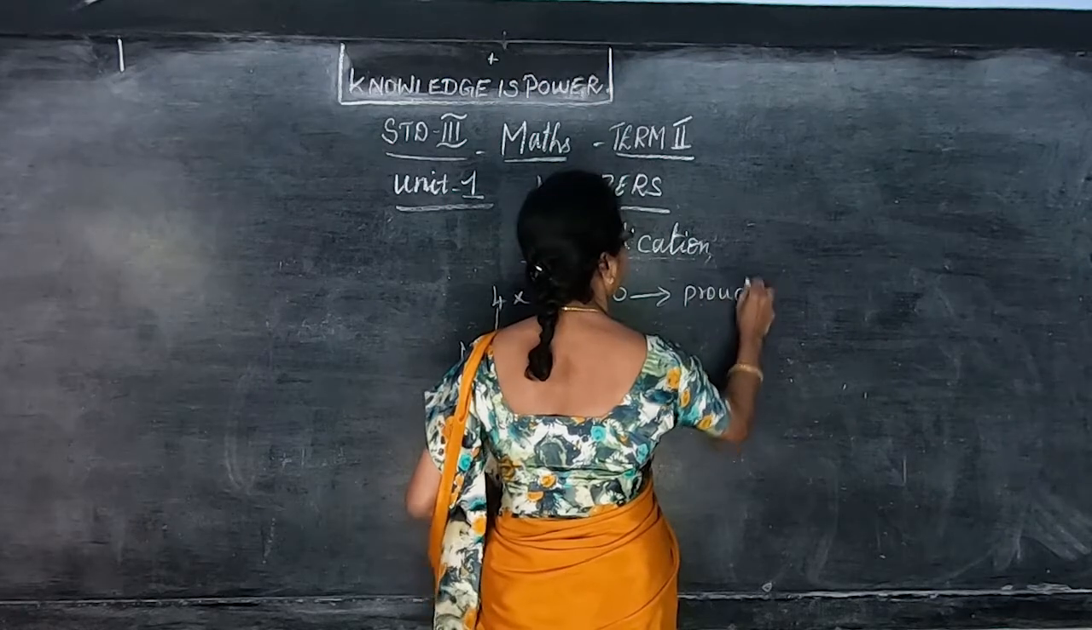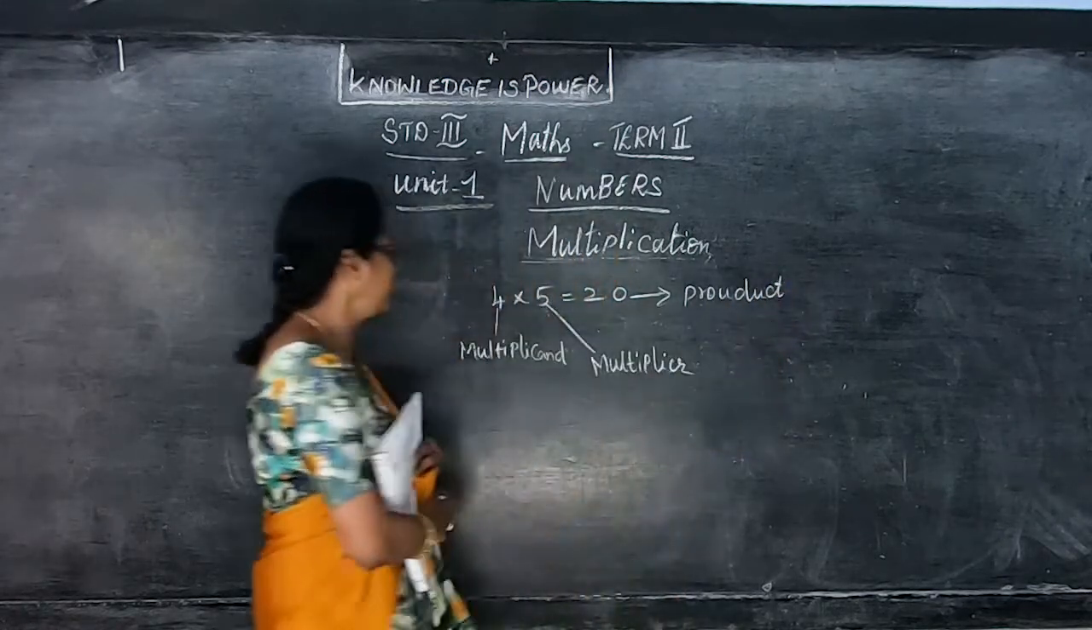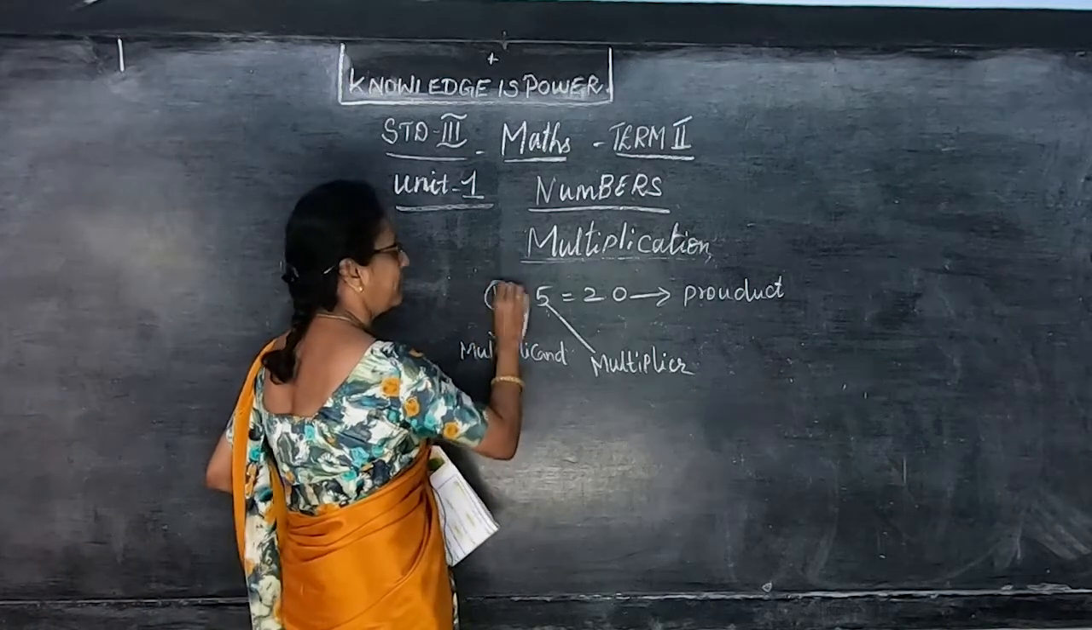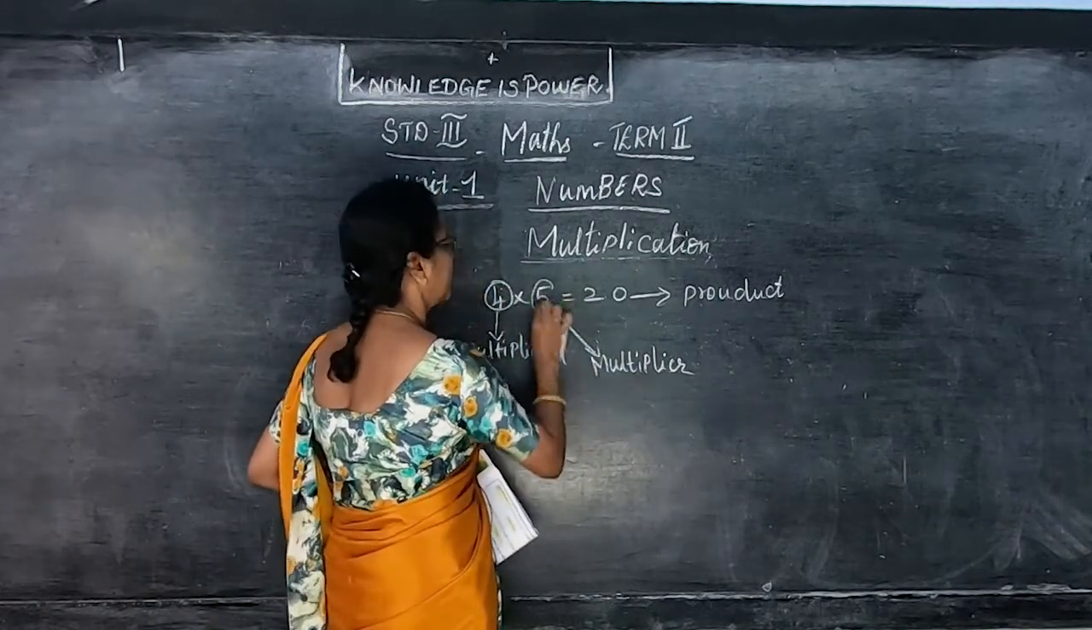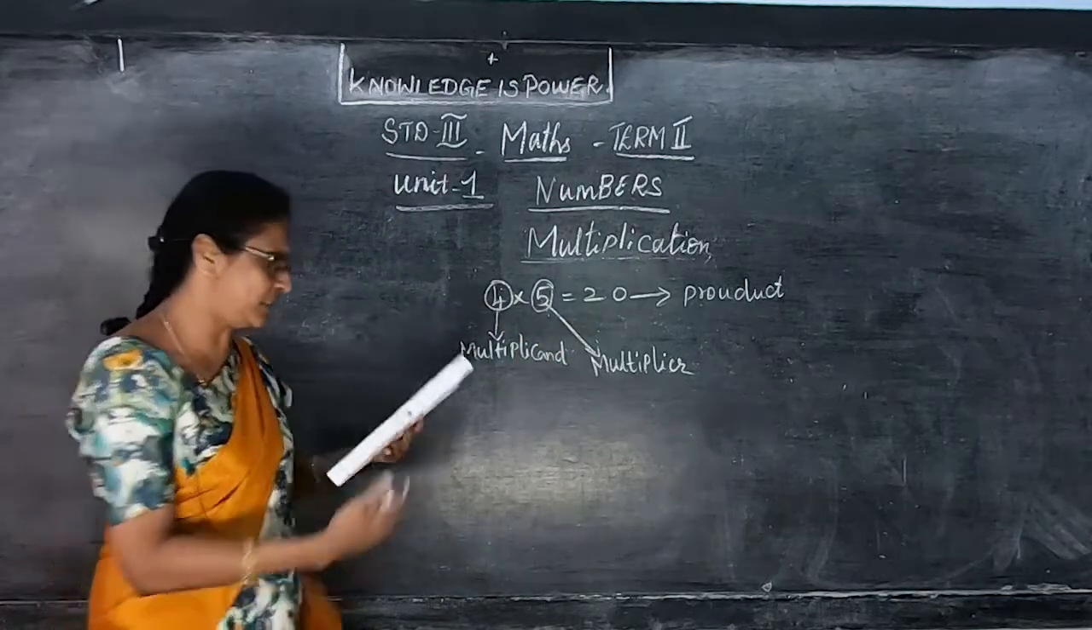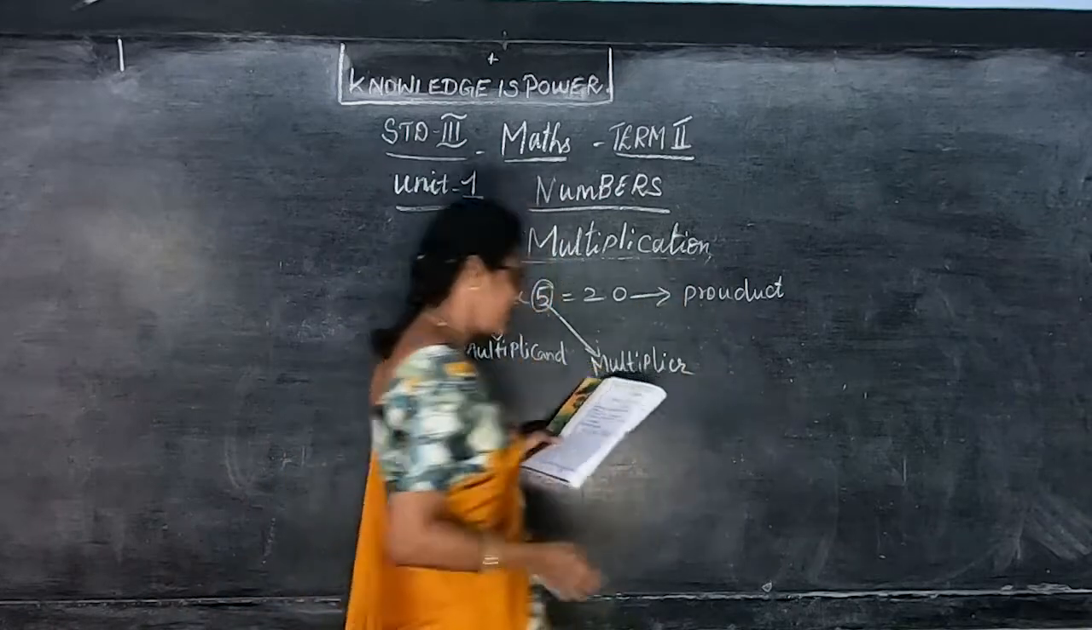So how many trees in each group? That is the multiplicand. How many groups are there? 5 groups, each group of 4 trees. So that is the multiplicand, this is the multiplier, and this is the product.